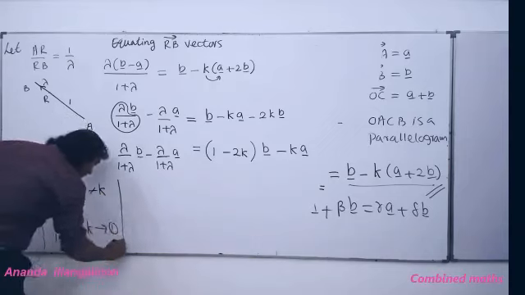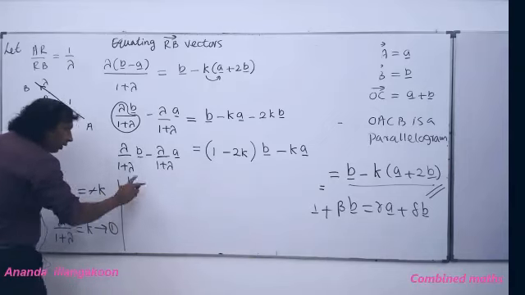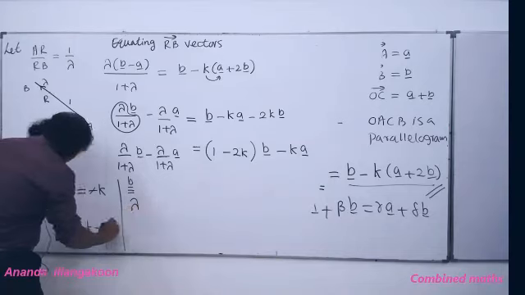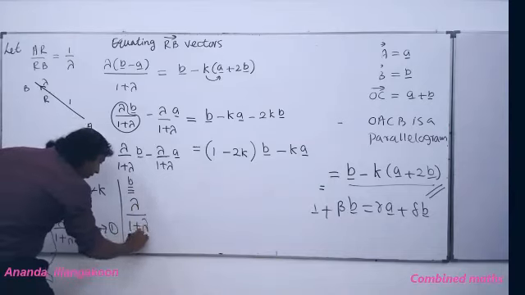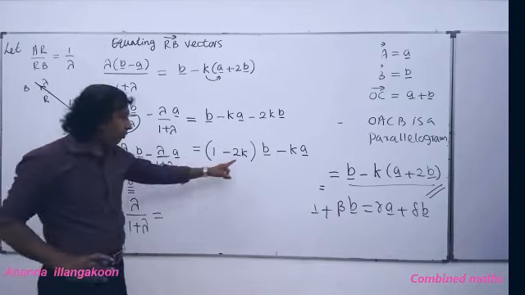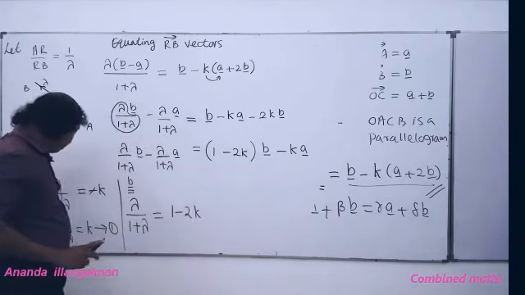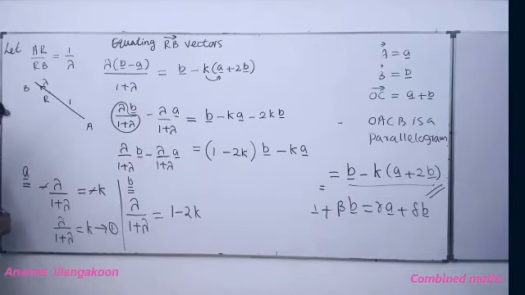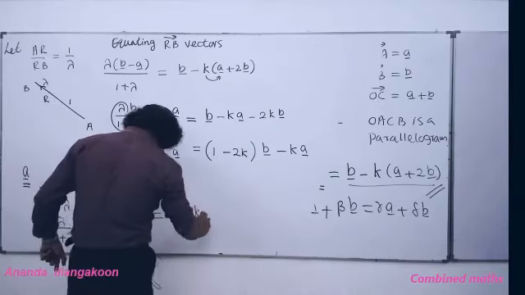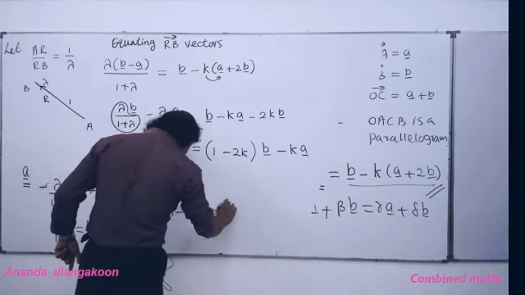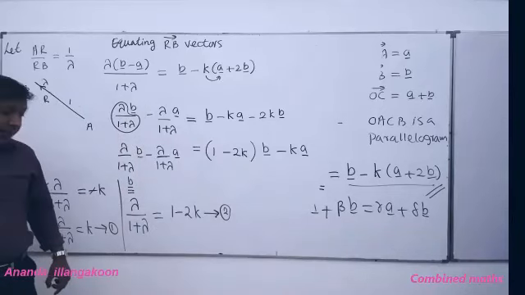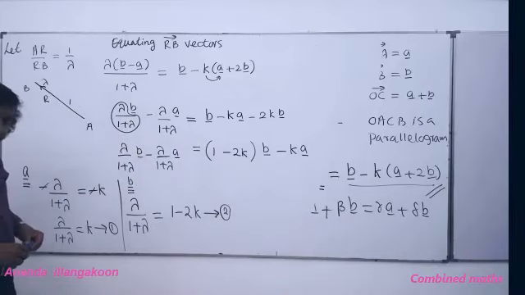Now, secondly, I equate the coefficients of b in the left and right. Lambda over 1 plus lambda is equal to this, people: 1 minus 2k. Right. I will take this as number 2. No need to find this k, right? We need only lambda. Then what do we do, people?